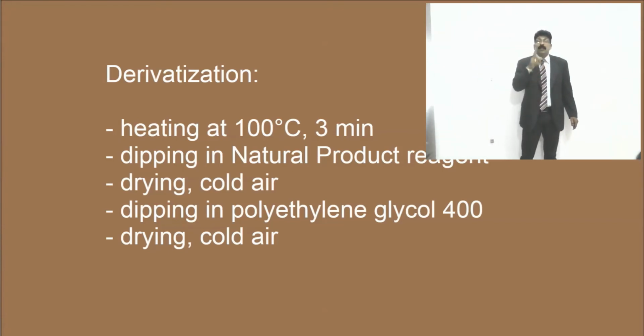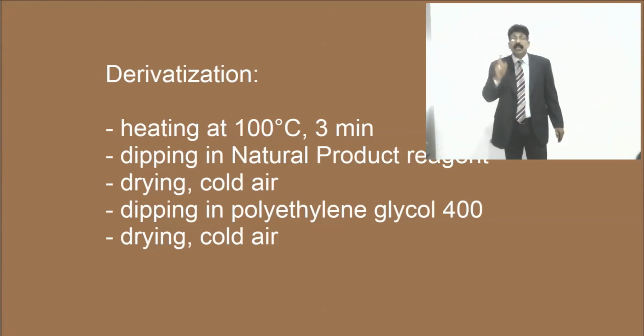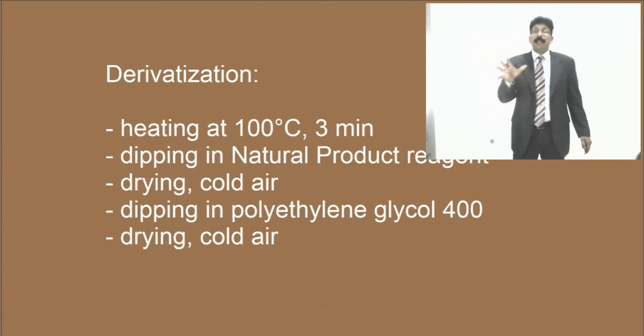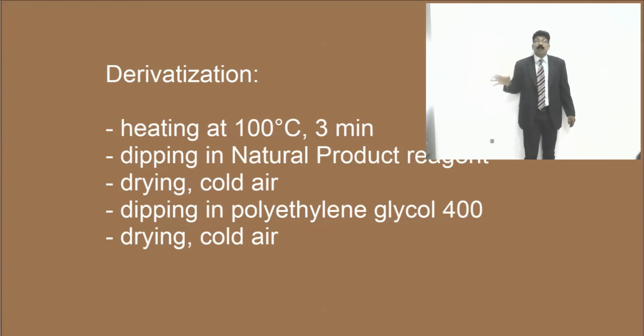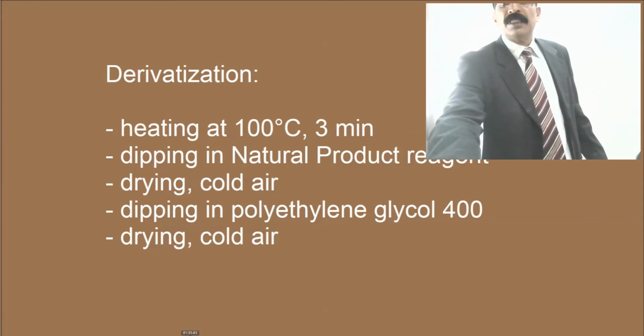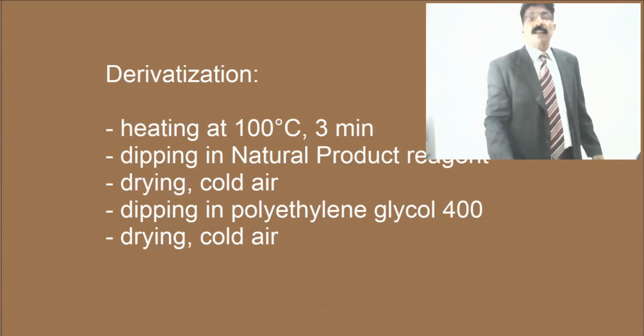So heating the plate after development at 100 degrees centigrade for 3 minutes and dipping in natural product reagent, and drying with cool air, and dipping in polyethylene glycol again, and then drying and cooling, is called derivatization. Then you can see the color visibility very clearly. So that is what they are going to do.